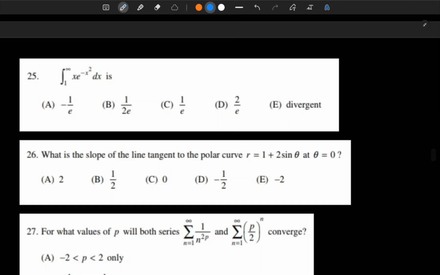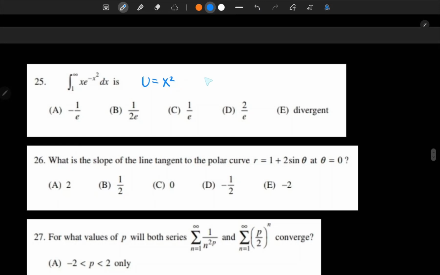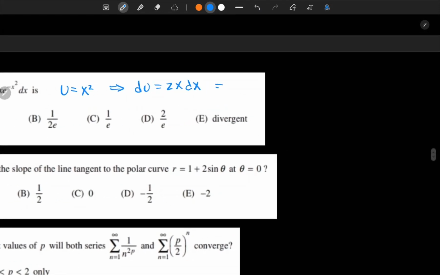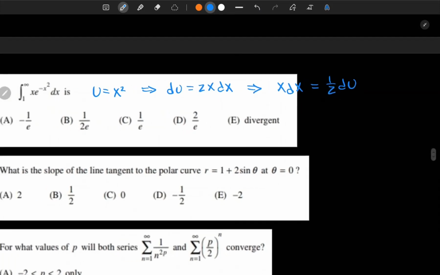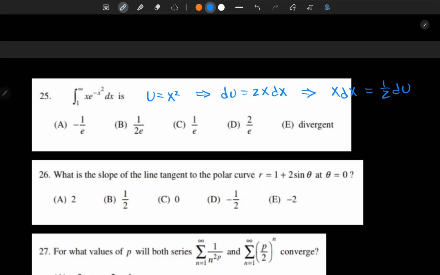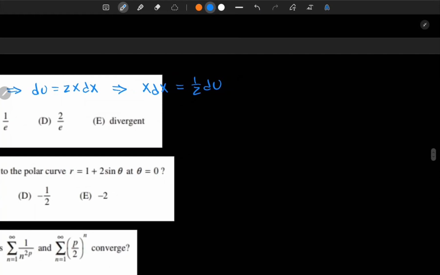Next, we wish to solve the following integral. Well, we see that we have an x in front of the e to the minus x squared. So what we can do is u substitution. We can use u is equal to x squared. This implies that du is equal to 2x dx, which implies that x dx is equal to 1/2 du. So we have an x here and a dx here, and we've already used that u is equal to x squared. So the integral becomes 1/2 e to the minus u du.